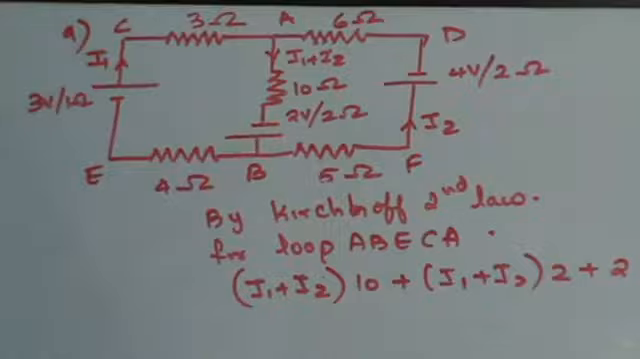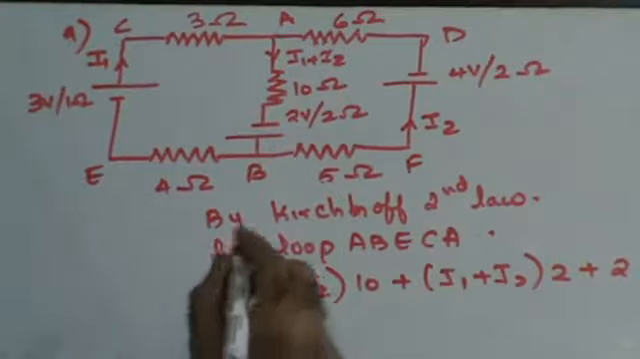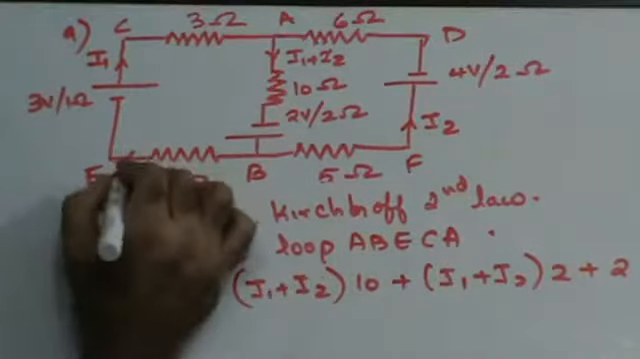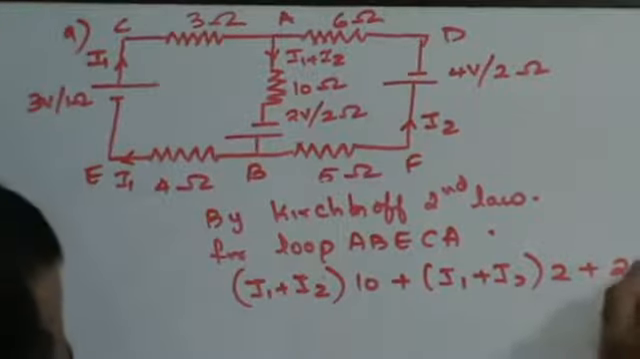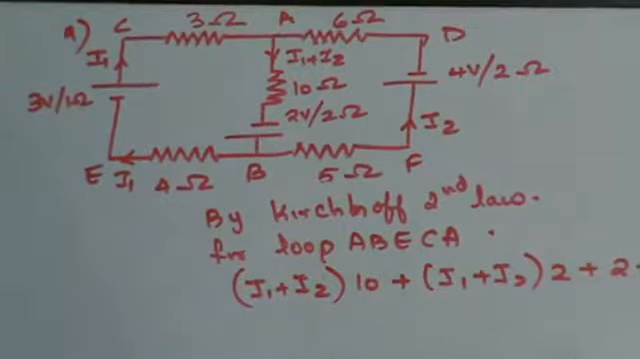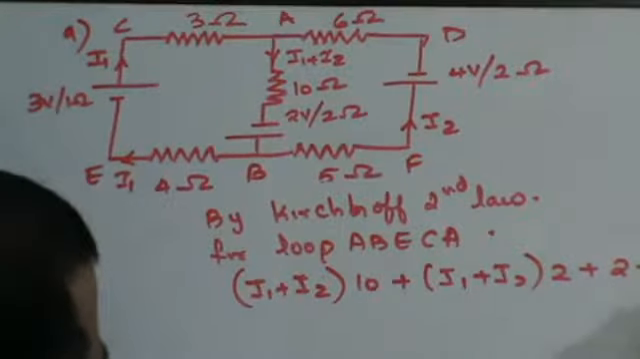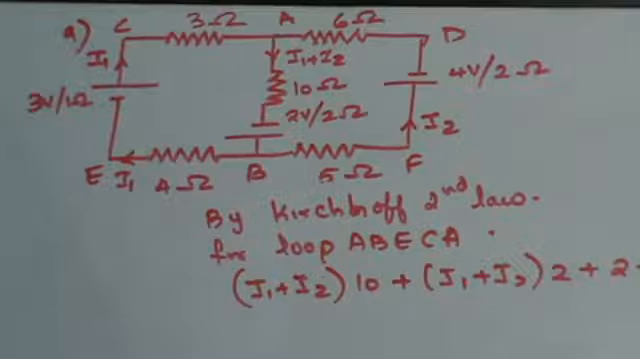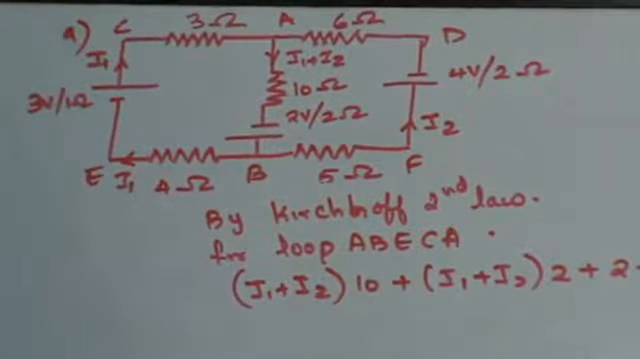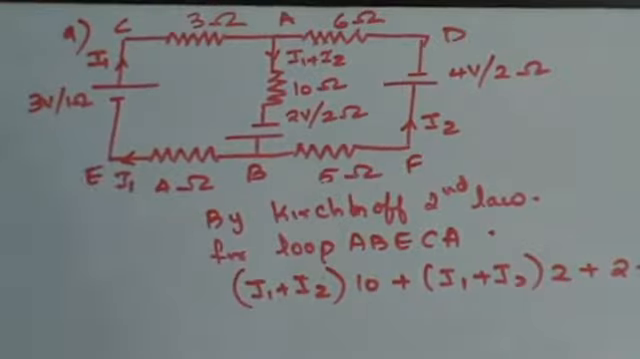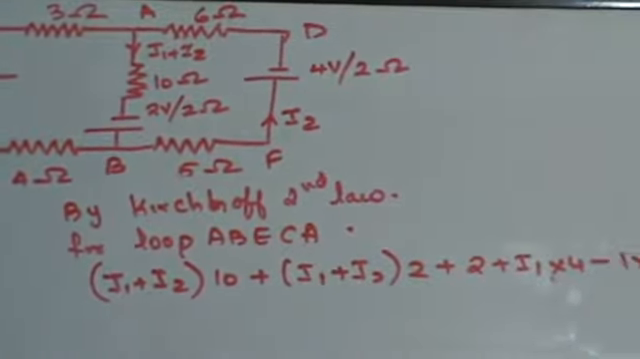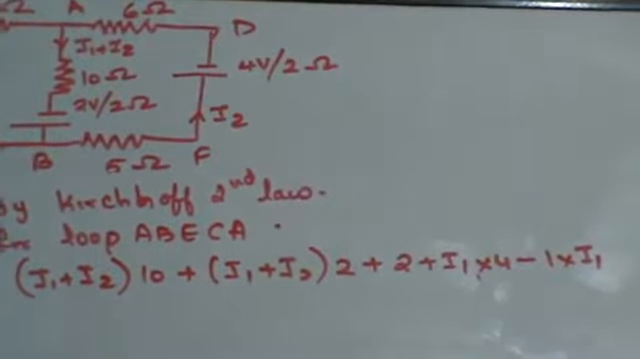Now I'm going to move towards string BE, right? This is current I1. Current is entering the node, therefore it will be positive. So this will be plus I1 into 4. I'm tracing the loop from E to C. As I trace the loop from E to C, current is entering the node at E, therefore this will be 1 into I1. That is your internal resistance, okay?